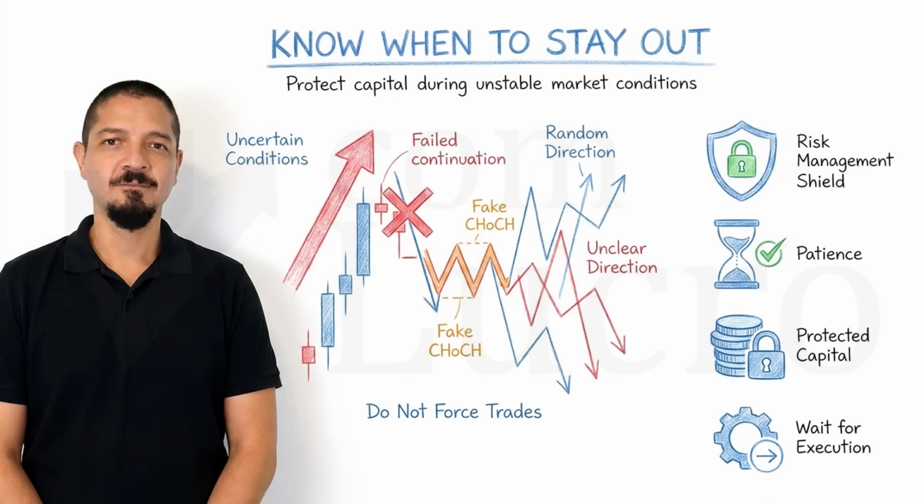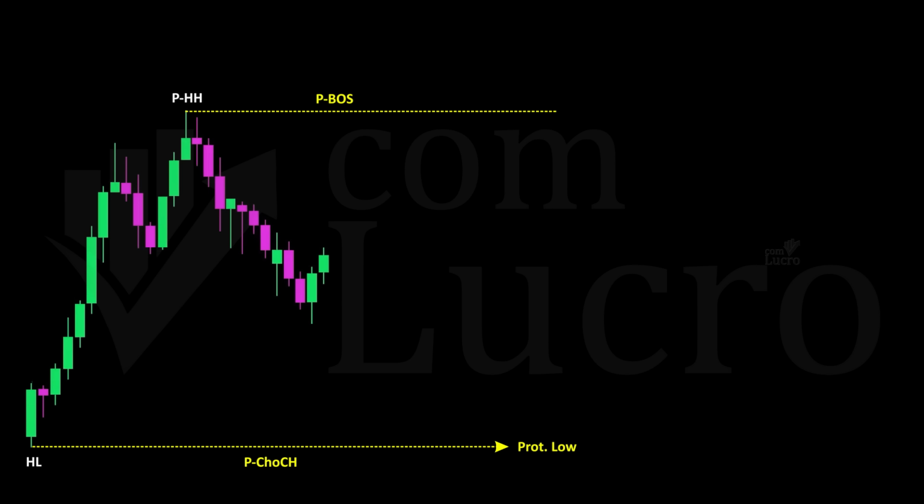Now, let's move into the final core principle, which is understanding when not to trade and how to manage risk during uncertain market conditions. Whenever price action starts behaving irrationally and market sentiment appears unnatural, that is usually the moment when it is better to stay away from the market.